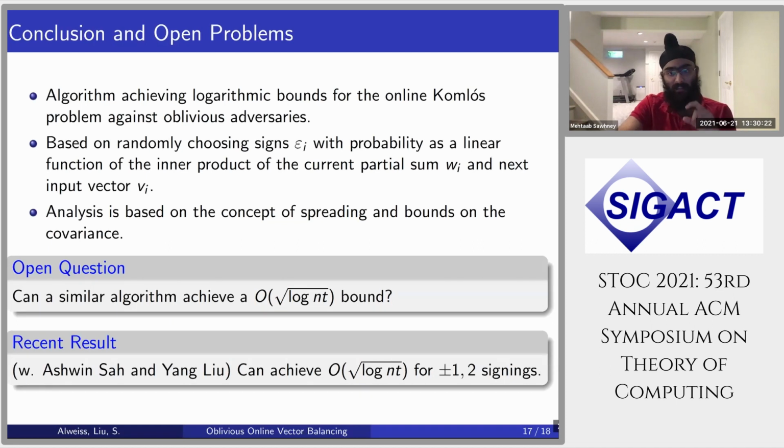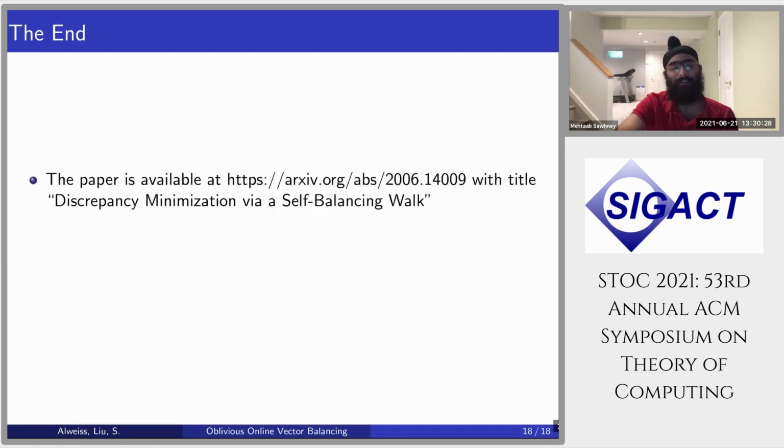So instead of just adding either plus or minus the vector, you can also add 2 times the vector. So this probably exists, but we don't know how to show it. And the paper is available on the archive. And thank you for your attention, and any questions?